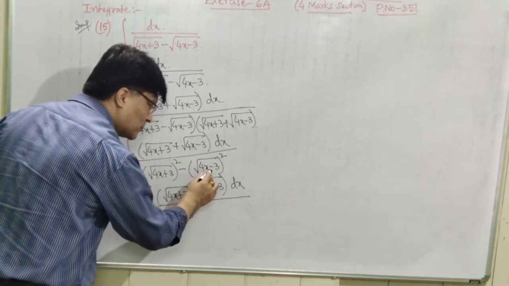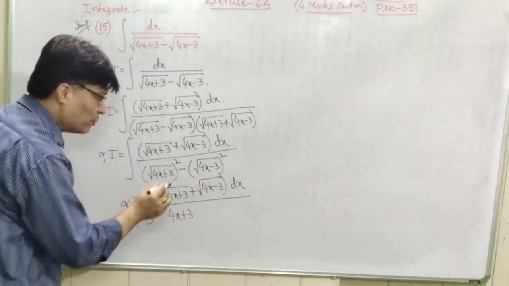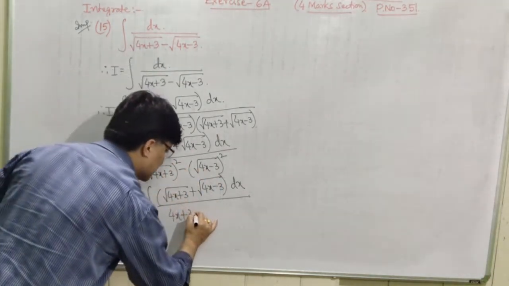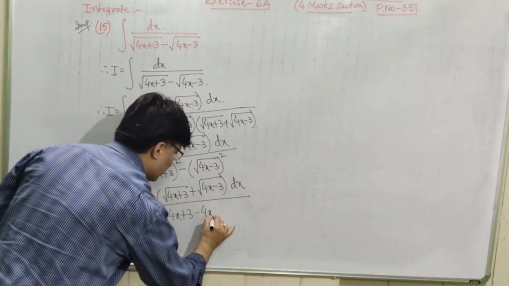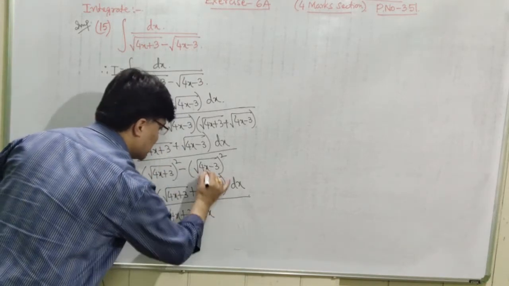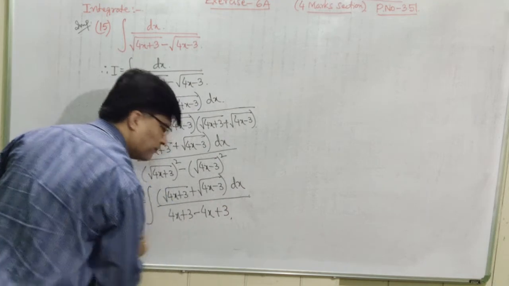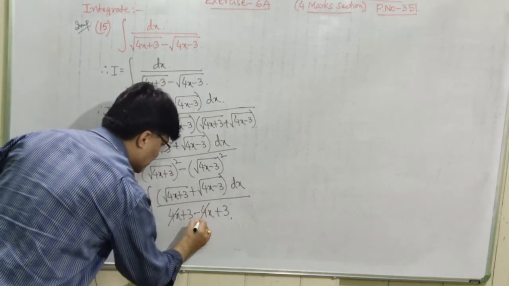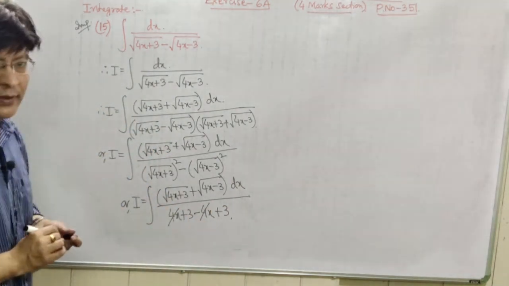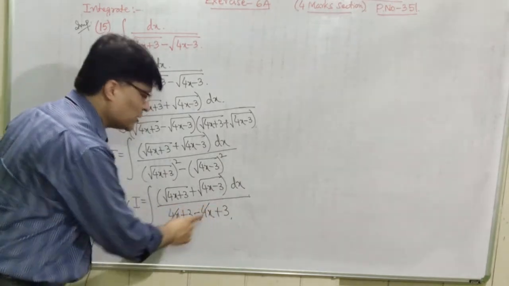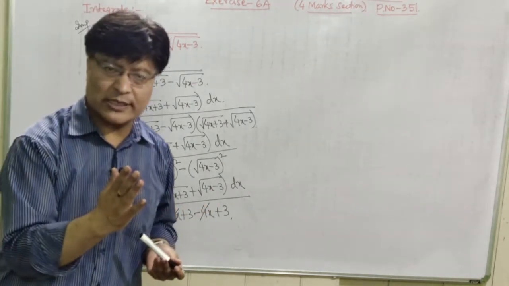What is square root of 4x minus 3 whole square? It is 4x minus 3, but because of this minus sign it changes: minus 4x, minus times minus, plus 3. So here you can cancel this 4x. So now this is 3 plus 3 is 6. That is a constant quantity.